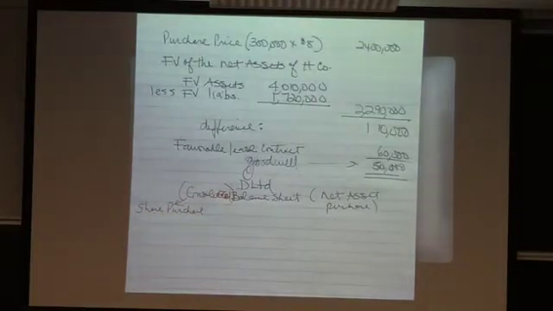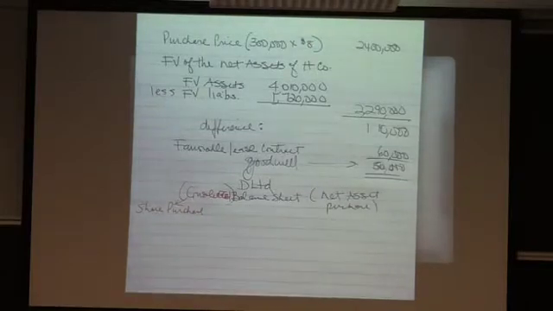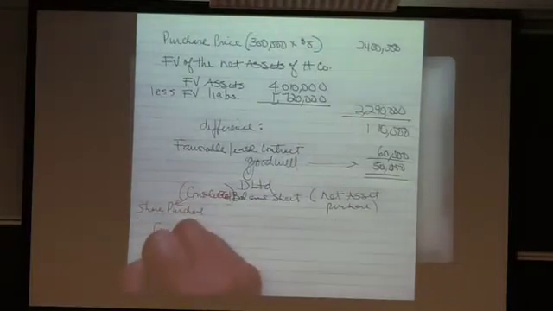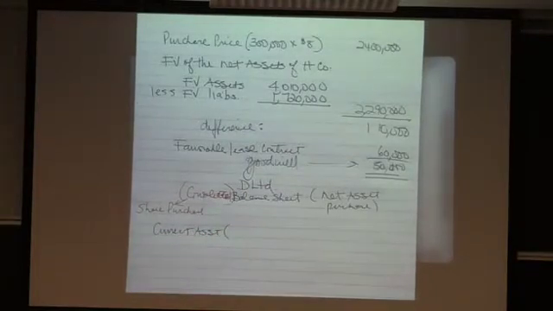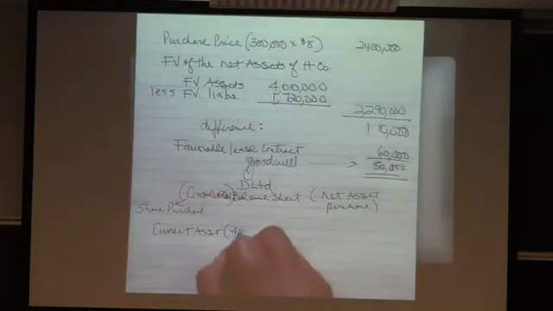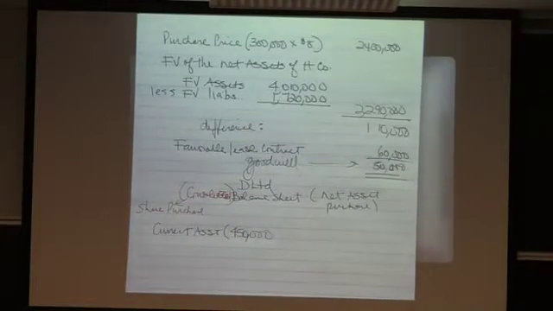Okay. So we're going to write the word current asset. So we're going to just follow through. And here, current asset, we're going to first record, I'm going to use the direct method of consolidation. We're going to start with the book value. So I'm going to call this book value of D.